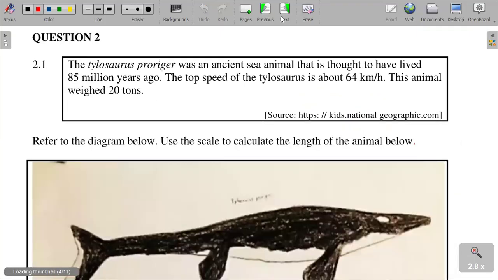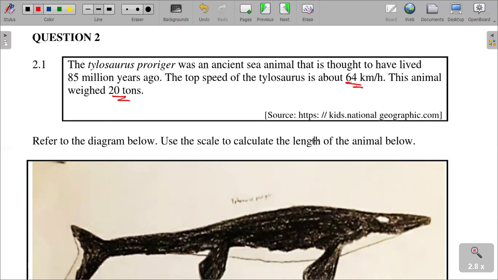And then we have got the diagram which is showing a Tethyshadros, an ancient sea animal that is thought to have lived 85 million years ago. The top speed is about 64 kilometers per hour. This animal weighs 20 tons. Therefore, there is a diagram. Use the scale to calculate the length of the animal which is below.